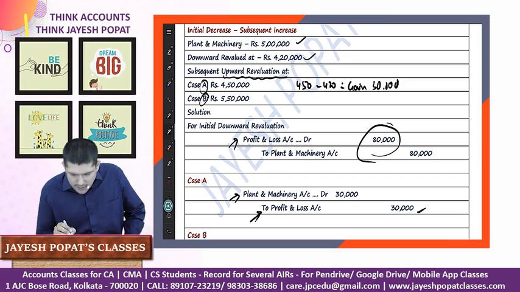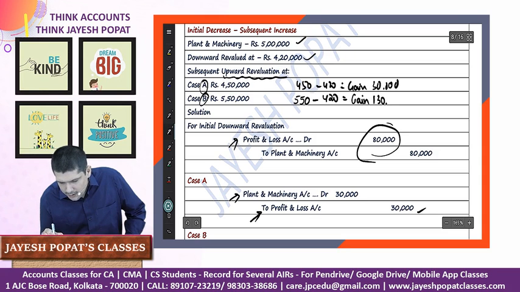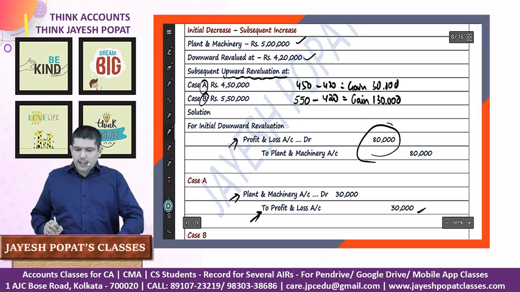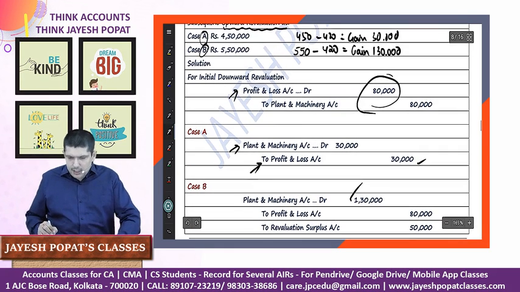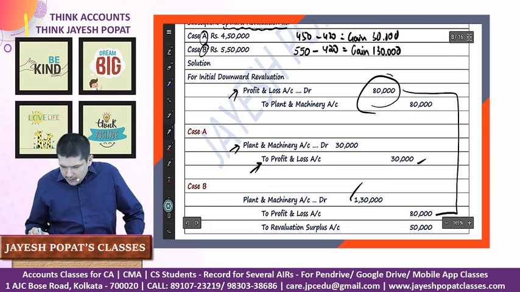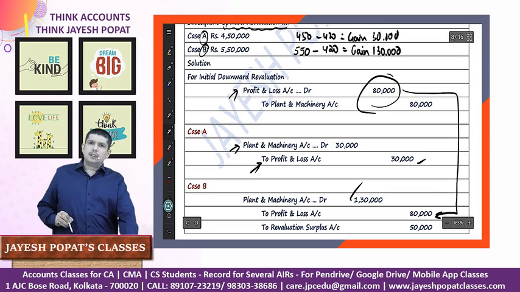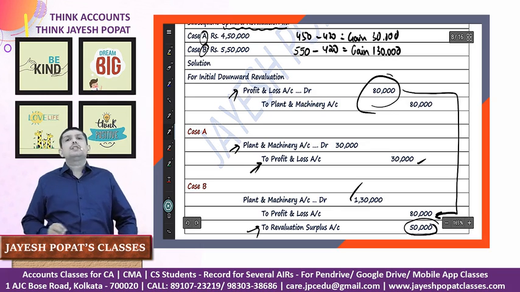In the second case, right, we are taking this plant and machinery to 550. Currently, it is appearing in the books as 420. Right, here there is a gain of 130. In this case, look at the treatment very carefully. See, we need to increase the value of plant and machinery by 130. So we'll debit the plant and machinery account by 130. To the extent of loss I had earlier recognized, I will credit my profit and loss account. Over and above whatever is the gain, that gain will go to my revaluation surplus account.